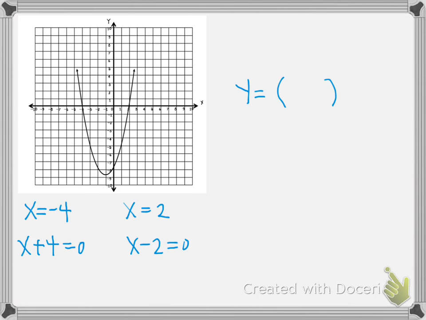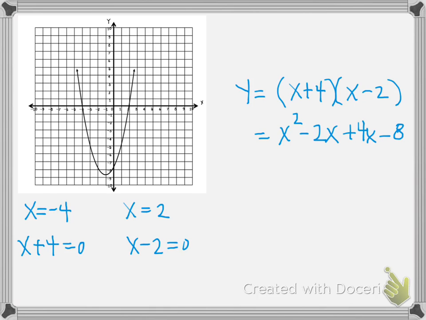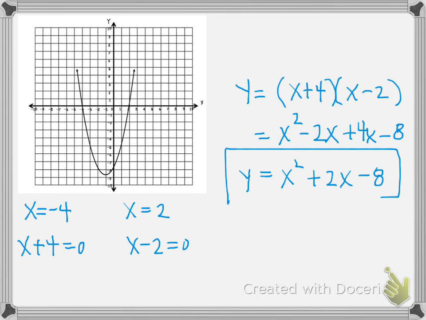So for the standard form here, we first have to put it in the factored form, so that'd be x plus 4 times x minus 2. And then what do we do? We multiply it out. So x times x is an x squared, x times -2 is a -2x, 4 times x is a 4x, 4 times -2 is a -8. So x squared plus 2x minus 8 is taking the roots and finding the standard form.